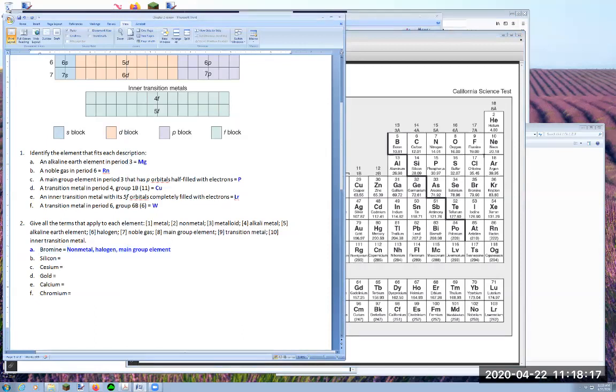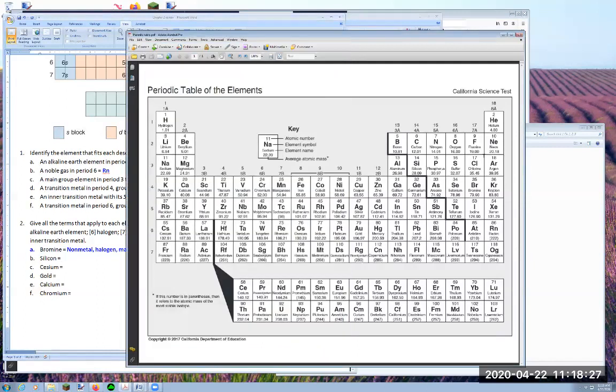Silicon, symbol Si. So find silicon in the periodic table and tell me what it is. So first, is it a metal, non-metal, or metalloid?